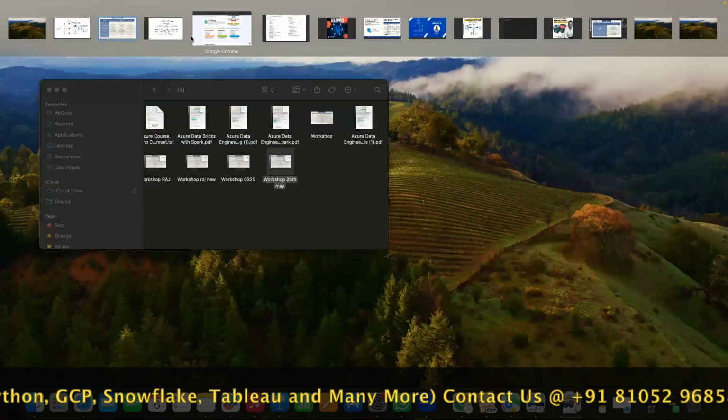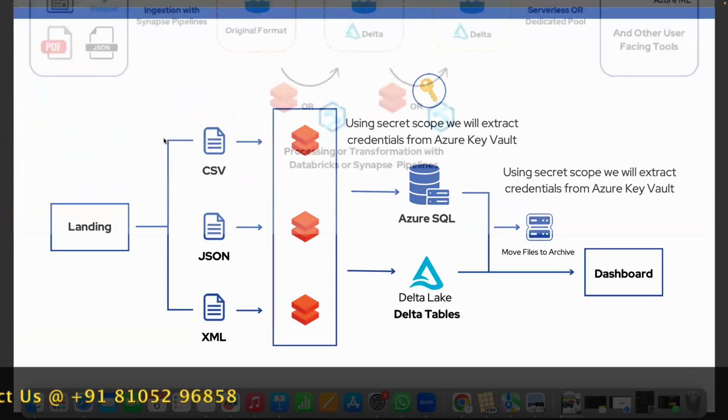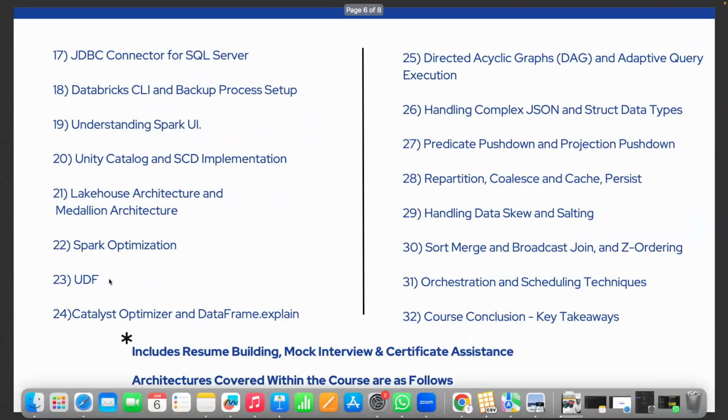So here, if you see the course curriculum, first of all we are covering Spark optimization. Then we are covering UDF, the Catalyst optimizer, DF, and how to understand the Spark UI. Then we are covering directed acyclic graph, handling complex JSON, predicate pushdown, projection pushdown, repartition, coalesce, and Autoloader as well, which is not written over here. Then Z ordering, and also Cluster By, a feature which recently came.